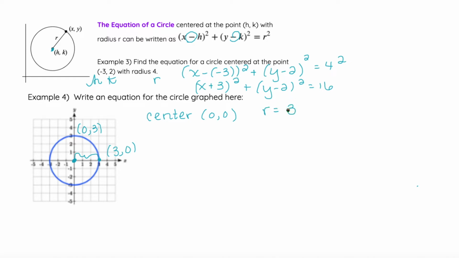Therefore, my equation is going to strictly be x squared plus y squared is 3 squared. Since I'm not adding or subtracting, I have (x minus 0) squared, which is just simply x squared, plus y squared is 9.